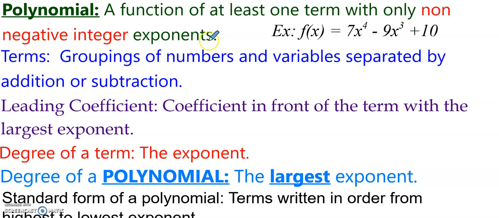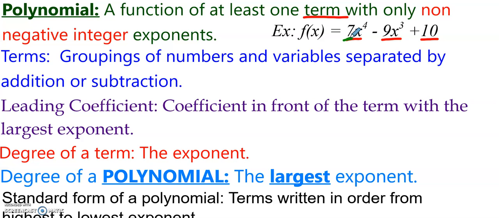Okay, great. Now, one thing that came up in this definition was this word term. What's a term? Great question. Terms are groupings of numbers and variables separated by addition or subtraction. So when I look at this example here, this example has 3 terms. Good. Leading coefficient. So what is that? That is the coefficient in front of the term with the largest exponent. So the leading coefficient for this example would be 7 because that is the coefficient number in front of the term with the largest exponent, and 4 is the largest exponent.